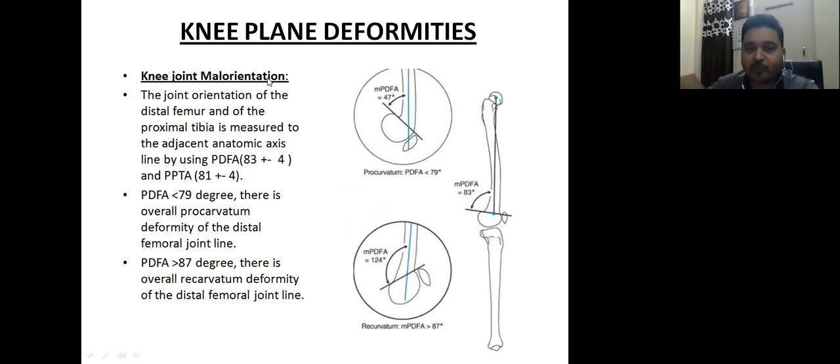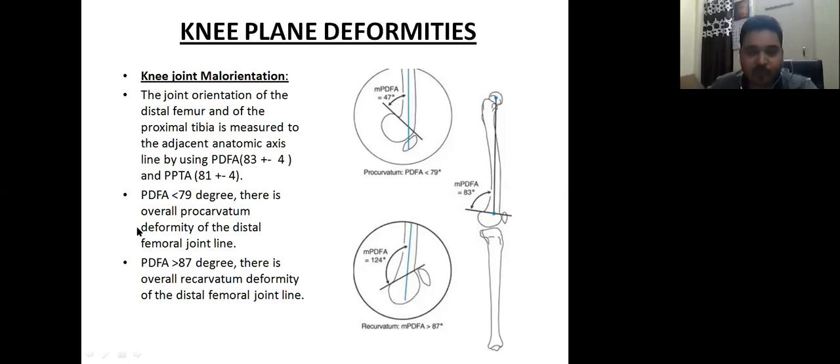So, knee joint malorientation. The joint orientation of the distal femur and the proximal tibia is measured relative to the anatomic axis by using the posterior distal femoral angle, which is normally 83 degrees plus or minus 4 degrees, and the posterior proximal tibial angle, which is 81 degrees plus or minus 4 degrees. Any deviation from this tells us whether the distal femoral condyle is a cause of deformity, or whether the proximal tibia is a cause of deformity.